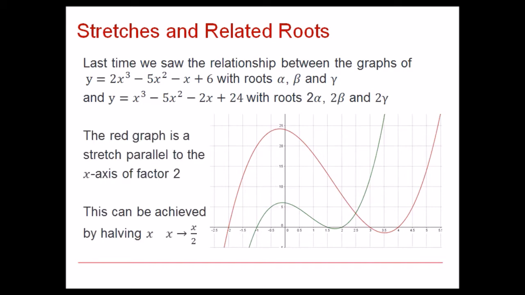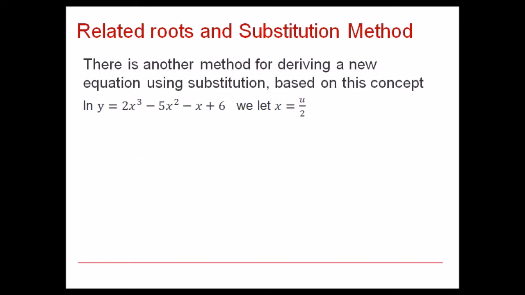In effect, the red graph is a stretch parallel to the x axis of scale factor 2. This can be achieved by using the mapping of, in effect, halving x, so f of x mapping onto f of half of x. In previous sessions, we looked at working out a new equation by considering the sum and pairwise products or products of roots. Here's another method for deriving a new equation using substitution, based on what we've noticed about the graph relationships.